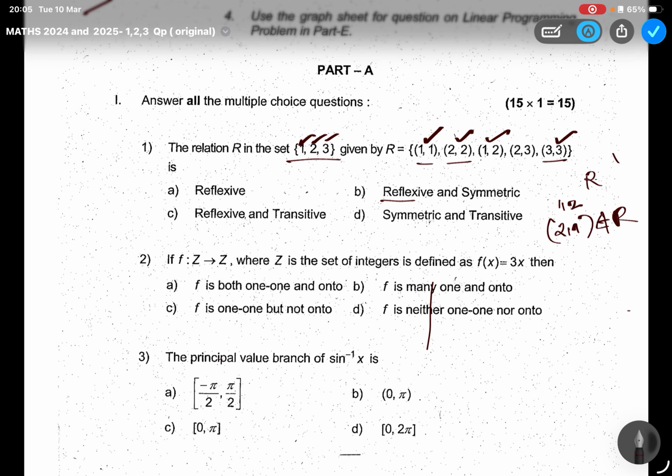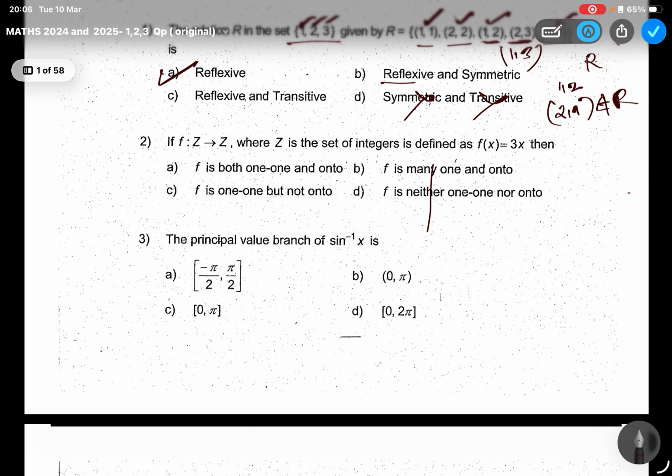And what about transitive? So here, 1 is related to 2, 2 is related to 3. Then 1 has to be related to 3, but (1,3) is not there in the relation. So it is not transitive, not symmetric. It is only a reflexive relation. So I hope the first question is clear.